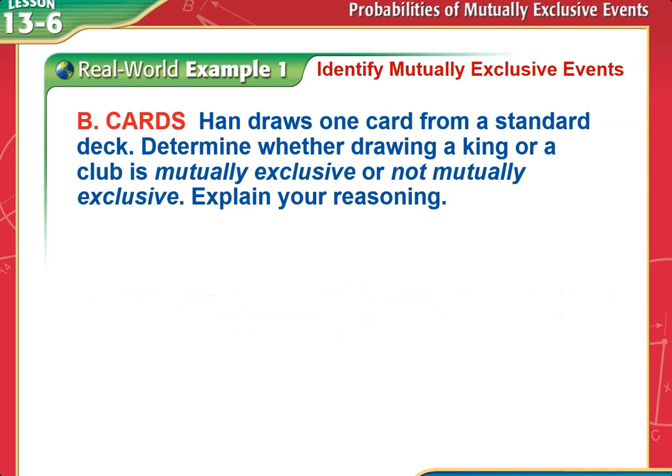Now Han draws one card from a standard deck. Determine whether drawing a king or a club is mutually exclusive. Well, you could draw a king that's not a club, maybe the king of diamonds, or you could pick the king of clubs. So the events are not mutually exclusive because a king that is a club is an outcome in both events.